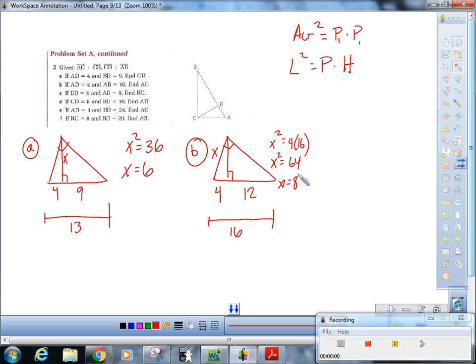How come the answer isn't plus or minus 8? Because we're dealing with geometry and you can't have a negative side. Okay?